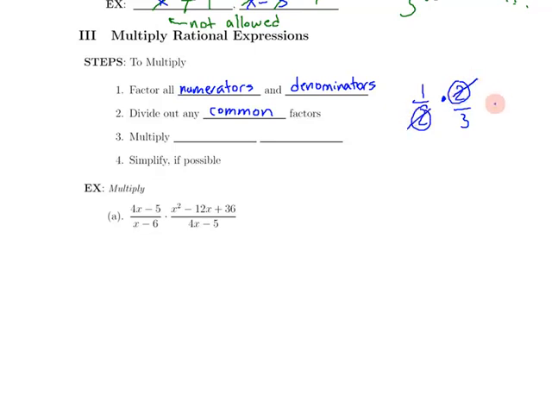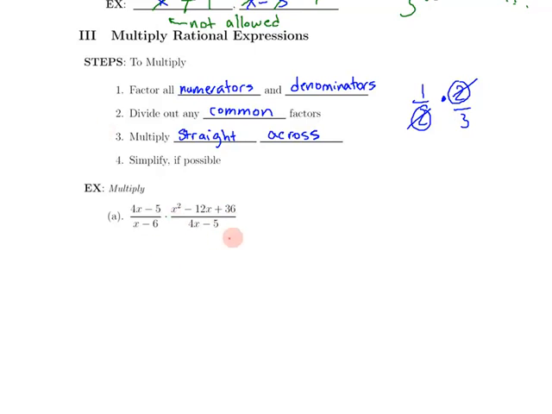You can cancel out things from one numerator and things from another denominator. So across the two fractions you can cancel those things out. Once you've done that, like I said, you just multiply straight across. Okay, so let's do this example down here.